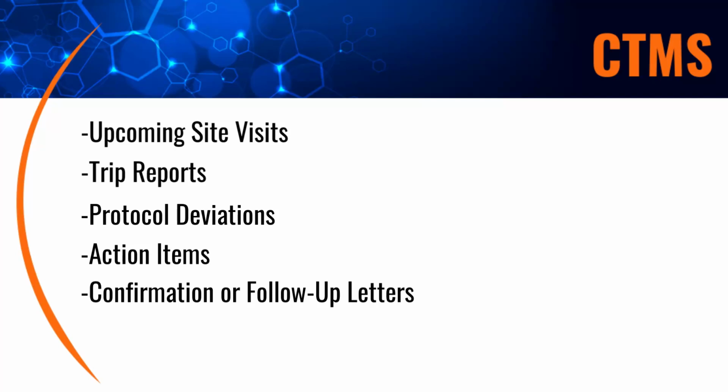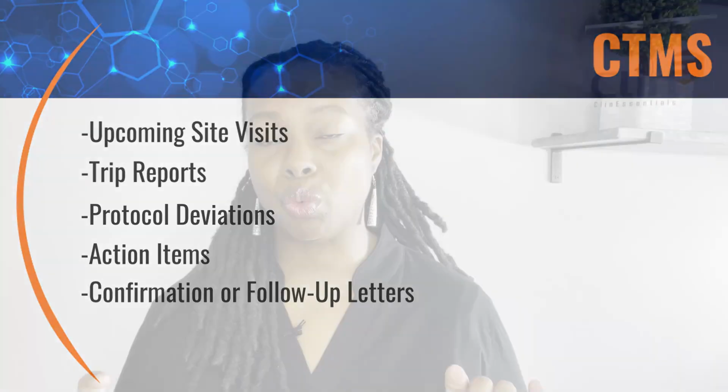So when you're reviewing a trip report for your CRA, you want to pull that trip report for that specific visit. You also want to pull the confirmation letter and or the follow-up letter so you can reference the action items that are on the follow-up letter and make sure that they're in the report and on the action item list on the report as well, and any protocol deviations as well. So that's another key system, the CTMS system.